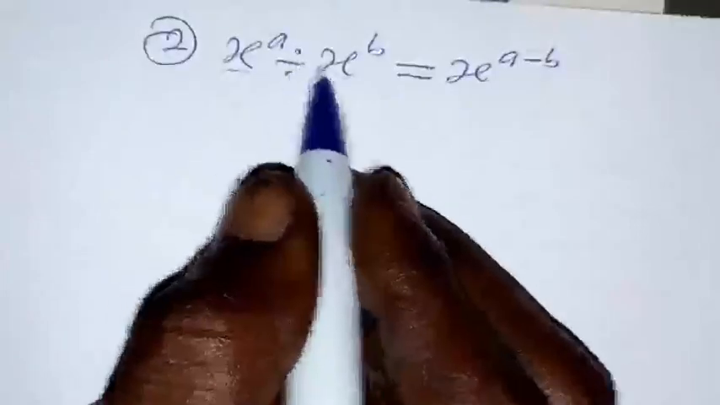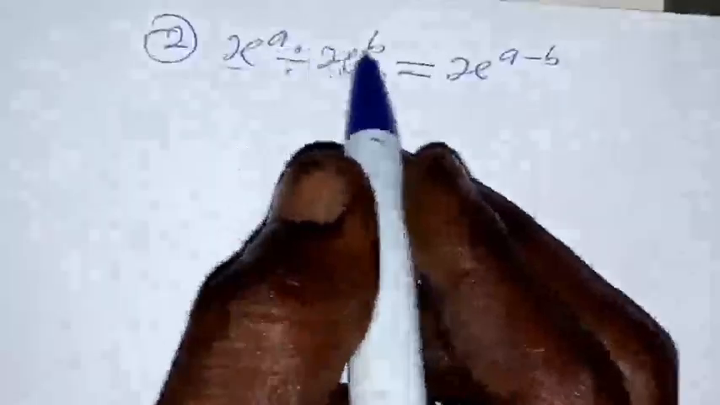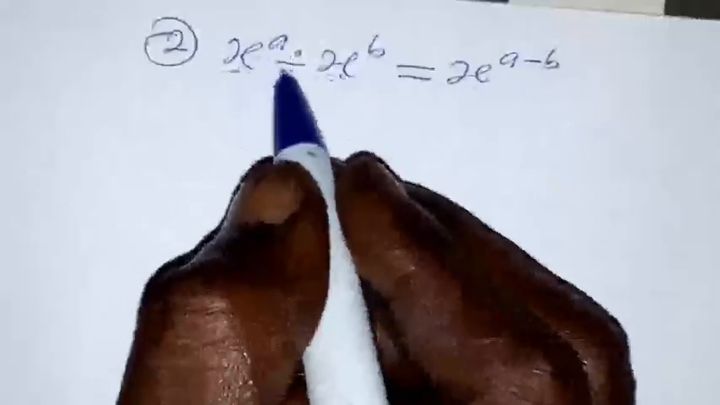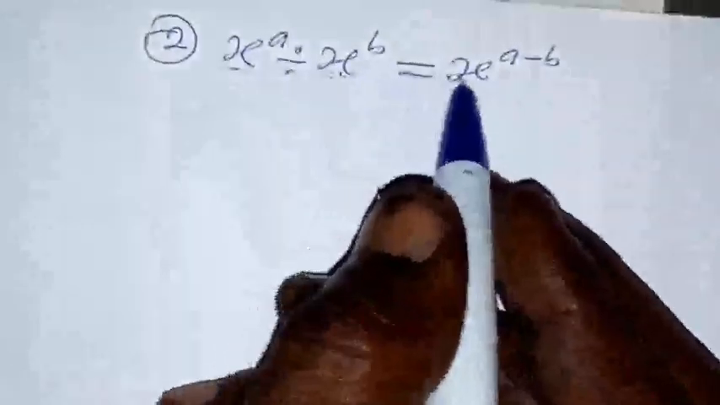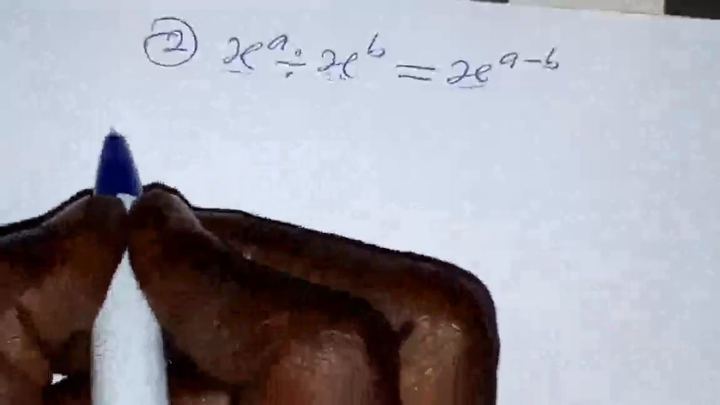If it is division, we are going to take one base and subtract the second power from the first power. Here we have x power of a divided by x power of b is equal to x power of a minus b.